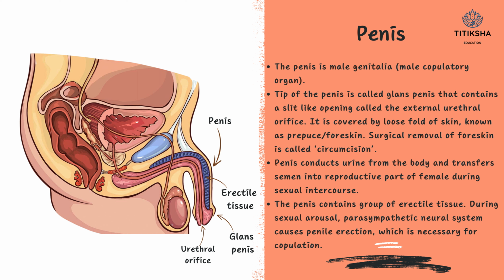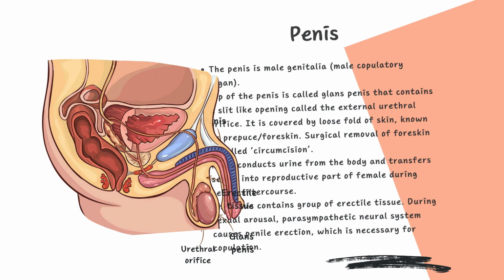The penis contains group of erectile tissue. During sexual arousal, parasympathetic neural system causes penile erection, which is necessary for copulation.